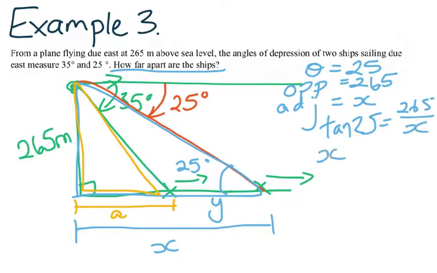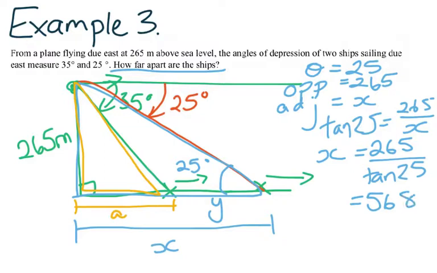And then again we do division. And if you use your calculator, so I'll just write that in, 265 over tan 25. Pop that into your calculator. And to the nearest whole number, you get 568 metres. So then I'm just going to go over to the next page to find A. So if we go, metres.